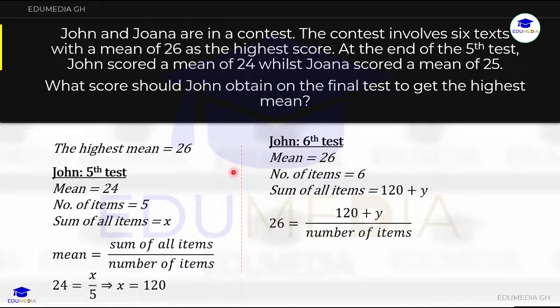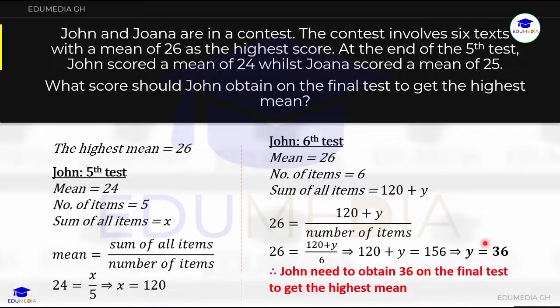26 is the mean that he needs to get. 120 plus y, that is the sum of all items, the sum of 5 items plus the sixth item, divided by the number of items. The number of items here is 6, so this is supposed to be 6. So when we put this in a formula, we have 26 equals 120 plus y divided by 6. Now doing the necessary cross multiplication, we have 120 plus y equals 156, and we have y equals 36. This therefore means that John needs to obtain 36 in the final test to get the highest mean.